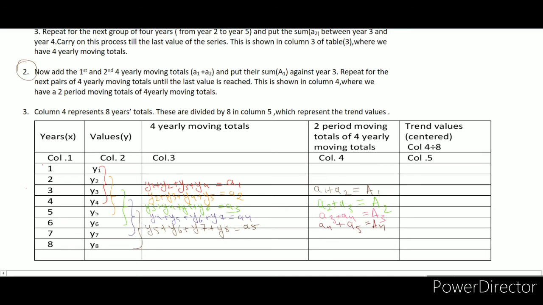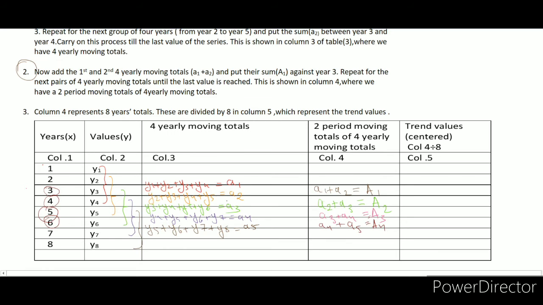So now what we have done is we've centered, which means in other words we are able to place the values against a particular year. So A1 is a value for year 3, A2 is a value for year 4, then A3 is a value for year 5, A4 is a value for year 6. So the last step now is dividing these totals by 8.